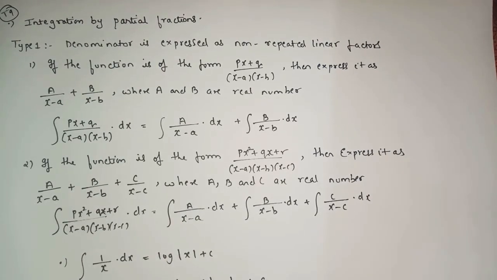Hello students, in this lecture we're going to see type number 9. In the last lecture we completed type number 8, which was based on the integral of e raised to x into f of x plus f dash x dx equals e raised to x f of x plus c. And this is the last type of integration, which is known as integration by partial fraction.